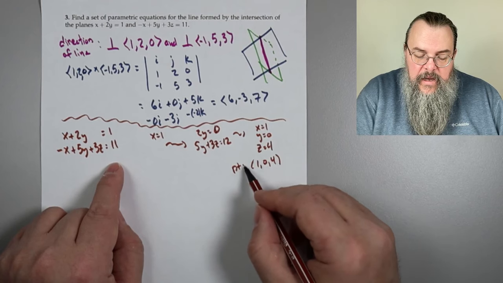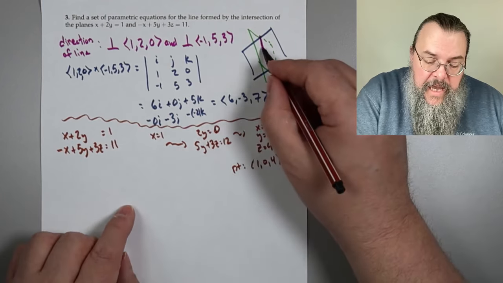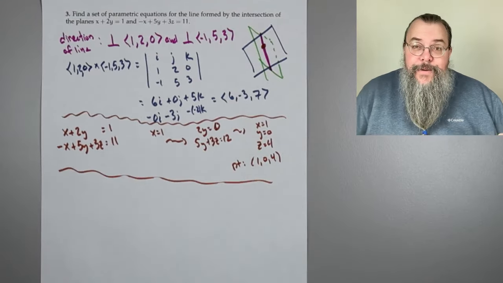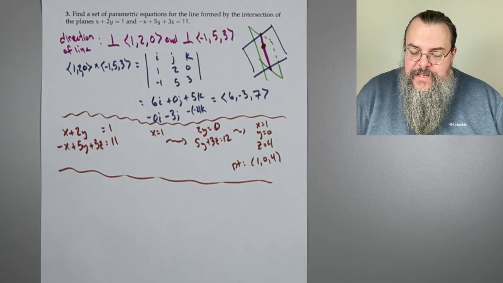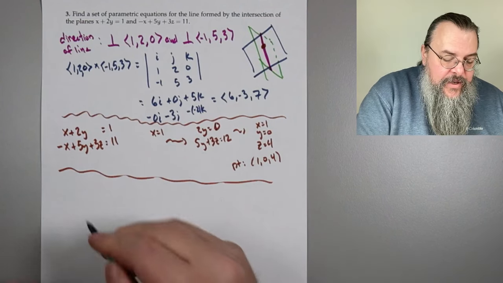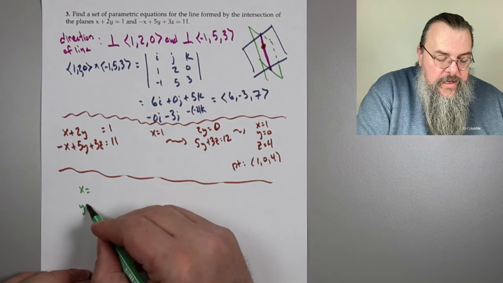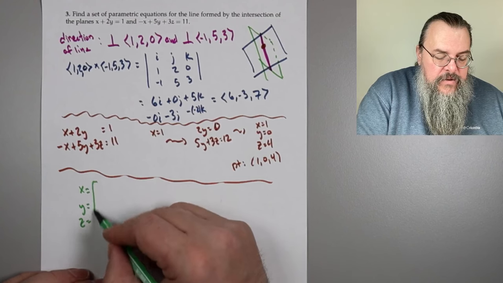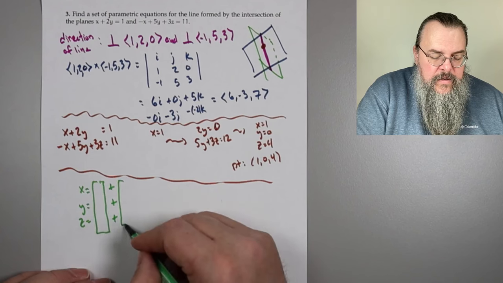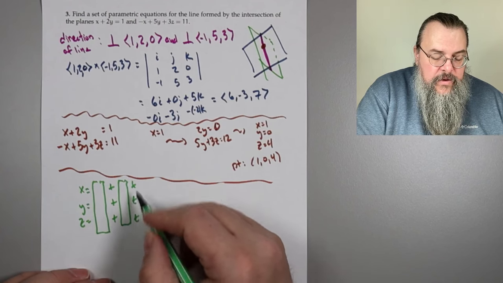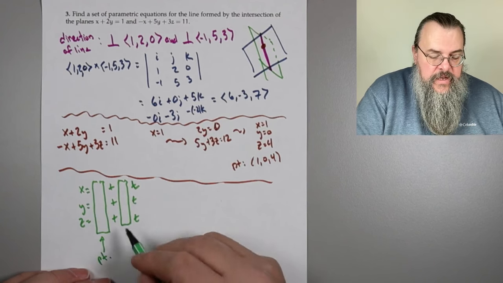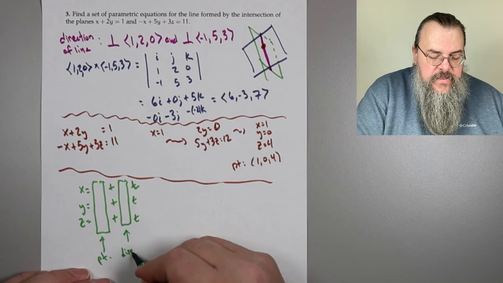This is a common point, so it's a point on our line. Okay, so we found the direction, we found the point. The last thing is to write the equations. Now, parametric form. Parametric says you have x equals, y equals, z equals, and you have these slots. Now, what goes into these slots? The first slot is your point. The second slot is your direction.